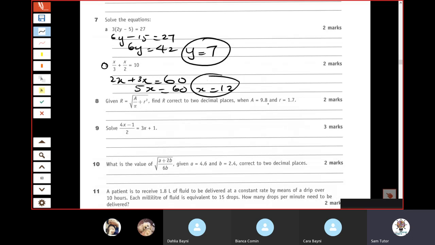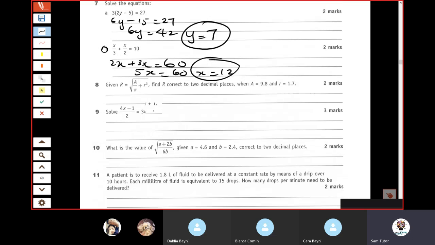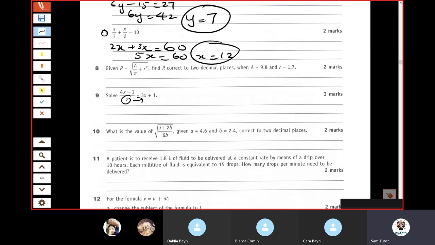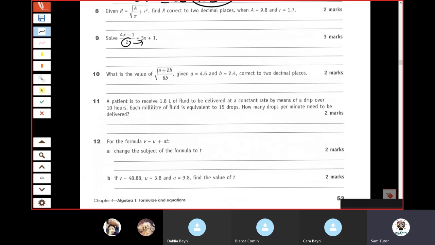Find R. Well, that's easy. Just plug in A and little r. That's nothing. This one, you're just going to times this side by 2 and then bring x's on one side, numbers on the other side. That seems easy.